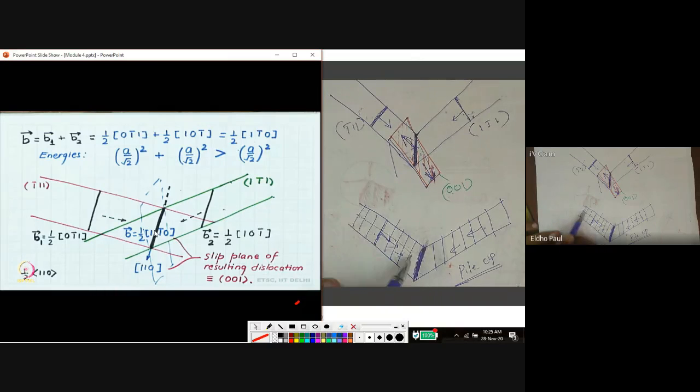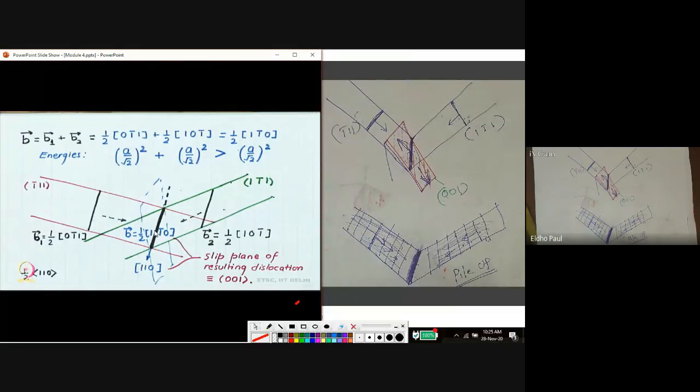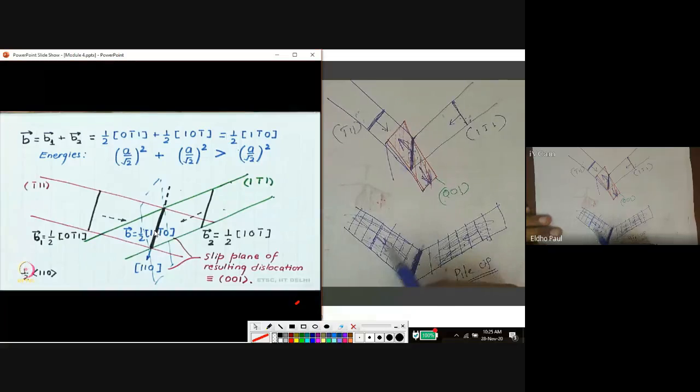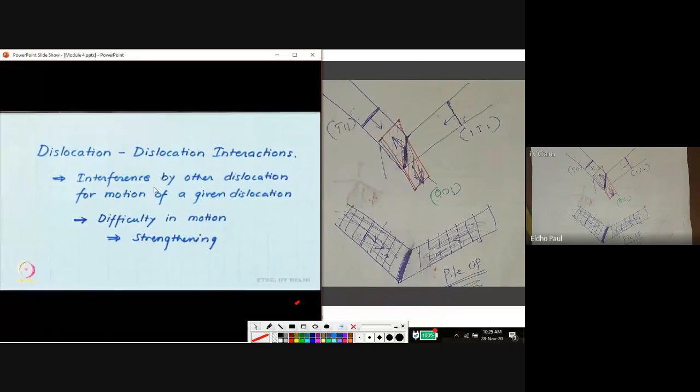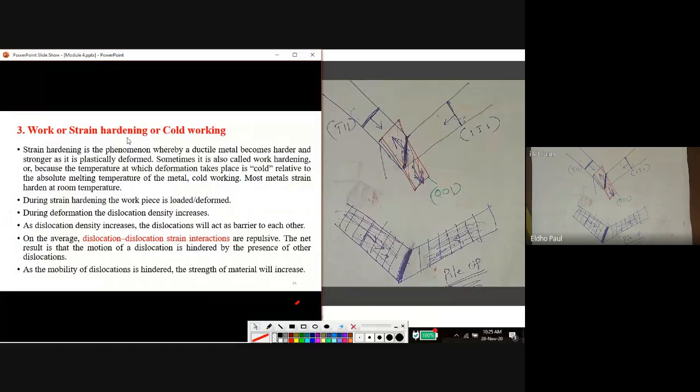These two are favorable slip planes. There are lots of dislocations in these planes, but their movement is restricted by this high energy dislocation, so a number of dislocations accumulate here. This is called dislocation pileup, and it is also a reason why there is no dislocation motion and strength is improved. So these are the two reasons for the improvement of strength in a deformed material by strain hardening.